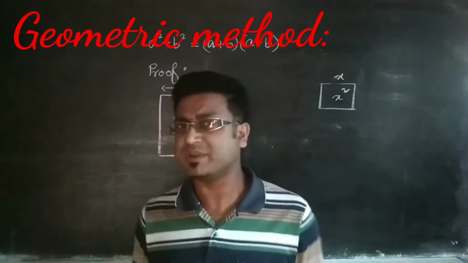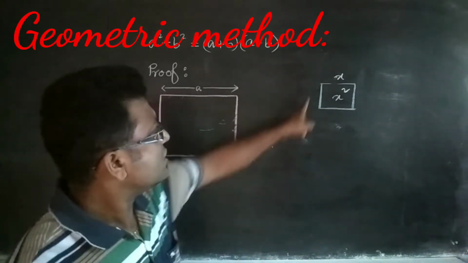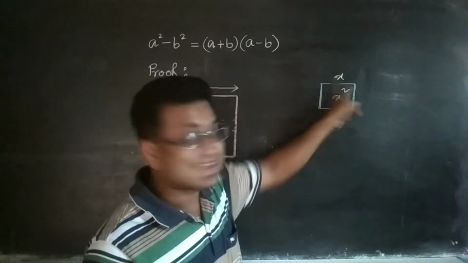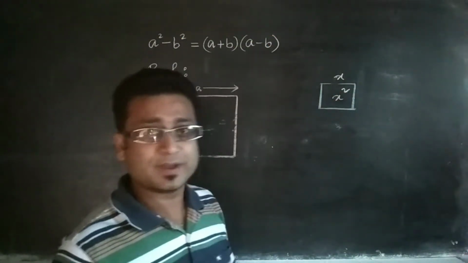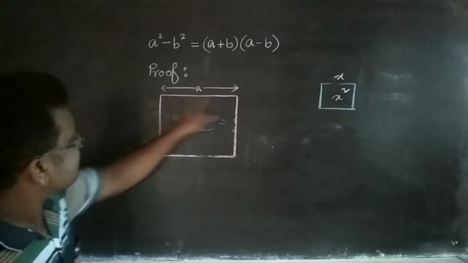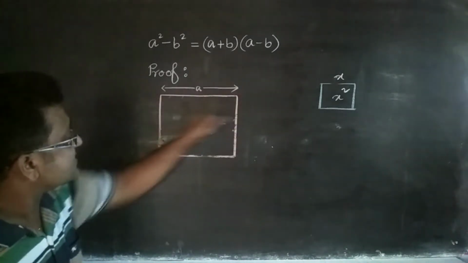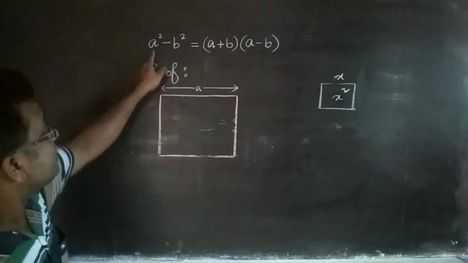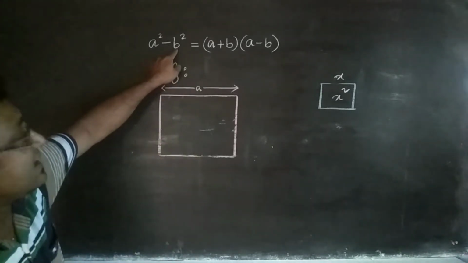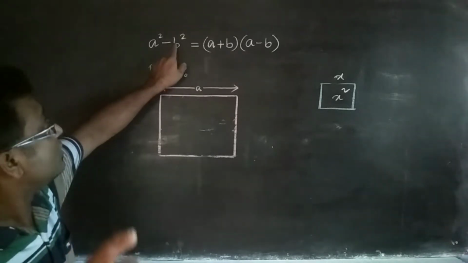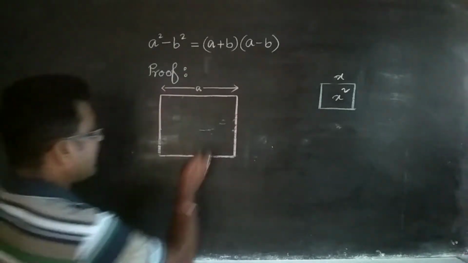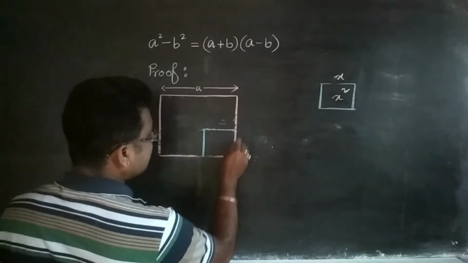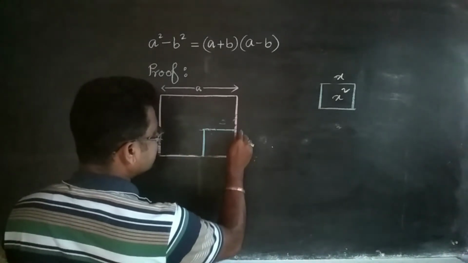Now I will give you the geometric proof. Very interesting. So if you are having a square and if its side is x, then the area of the square will be x square. Now suppose here I have drawn one square and each side is a, then the area of this one will be a square. Fine. We need another square whose side must be b. So for b square, I have drawn, suppose here another square, and this side is b.